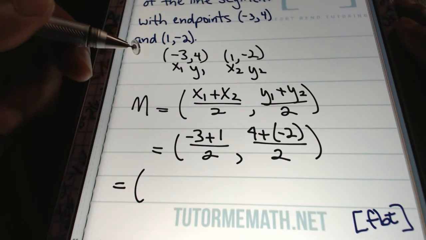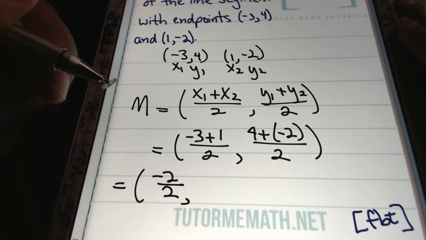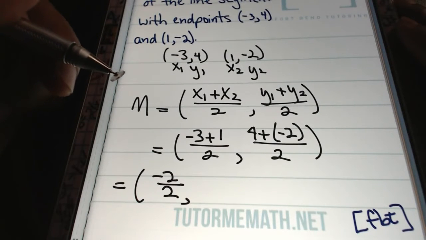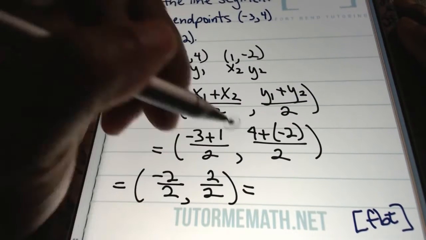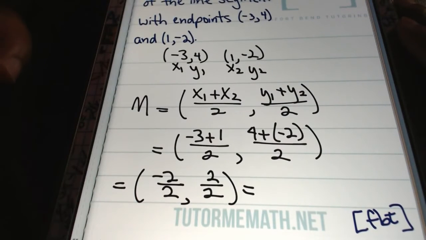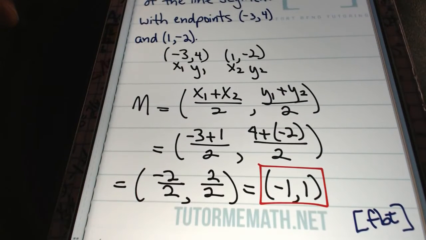In the numerator here, I'll be able to combine. The -3 plus 1 gives me -2 over 2. Then with the second fraction here, I have 4 plus -2. That gives me a +2 over 2. And so therefore the midpoint between these 2 points here, guys, is going to be -1, 1. And we will be placing our answer in a red box.